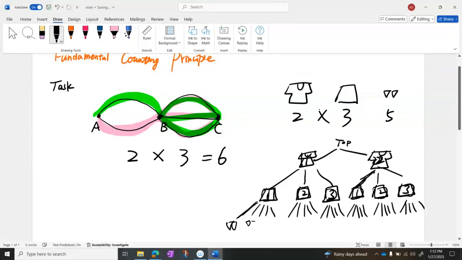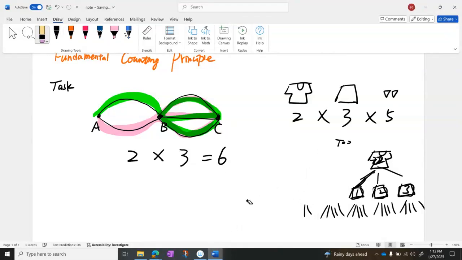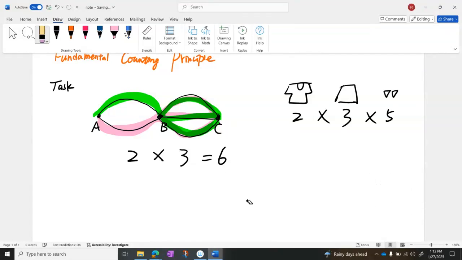Again, fundamental counting principle. Do not do addition, do multiplication. I hope you hear me right now. Fundamental counting principle, do multiplication. Let me repeat the process.